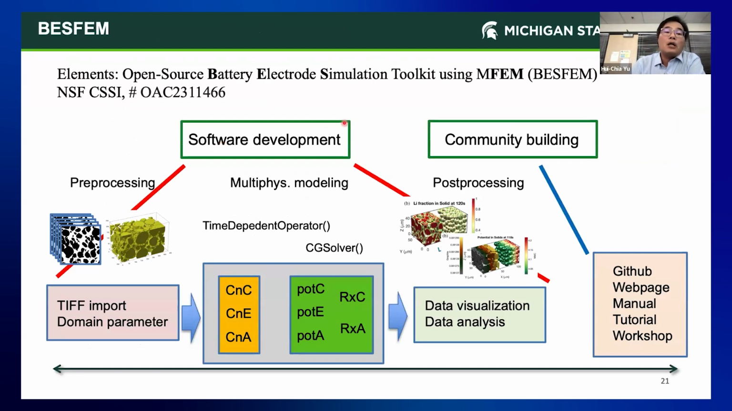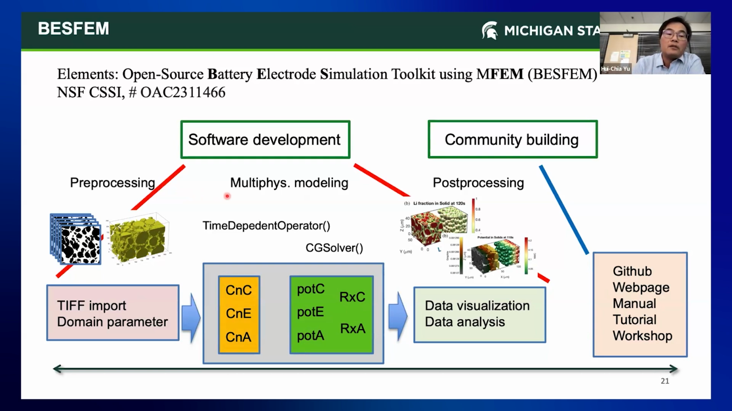And then when we construct this project, we sort of have two different phases, right? First phase is software development. And the software will include pre-processing, which is just importing the TIFF files, and then sort of smoothing the voxel values, the voxel intensity, to get this psi value for our differential equations.